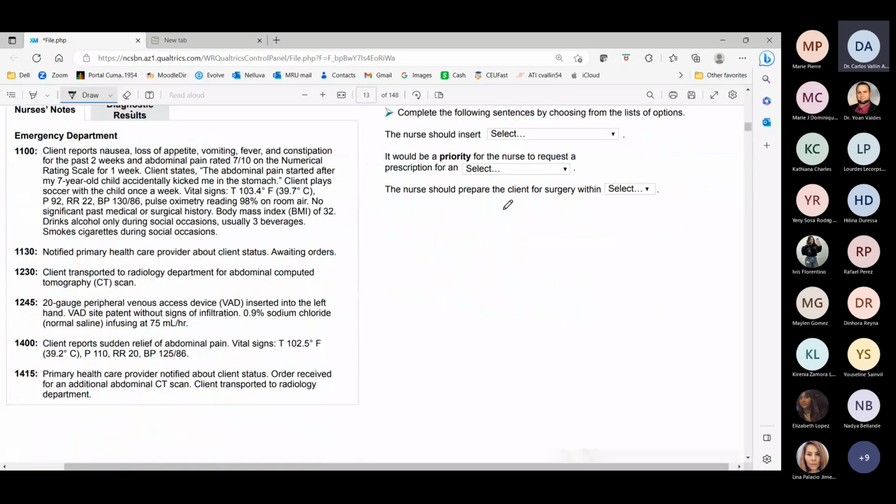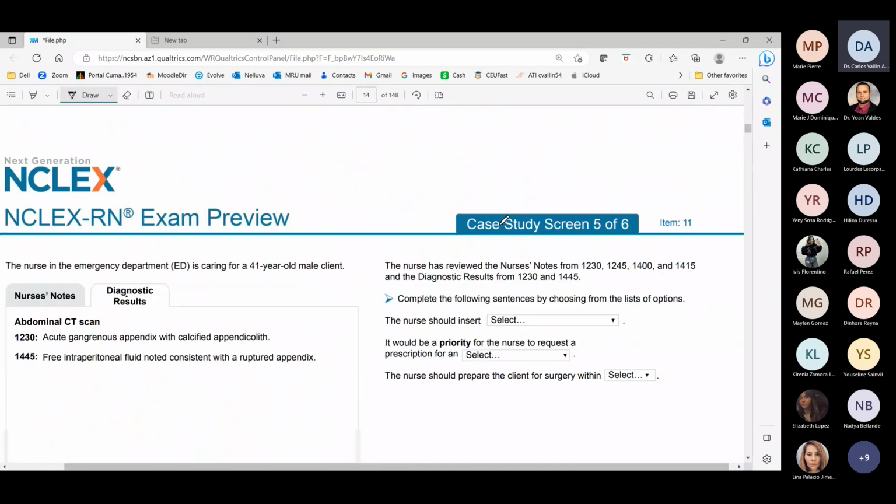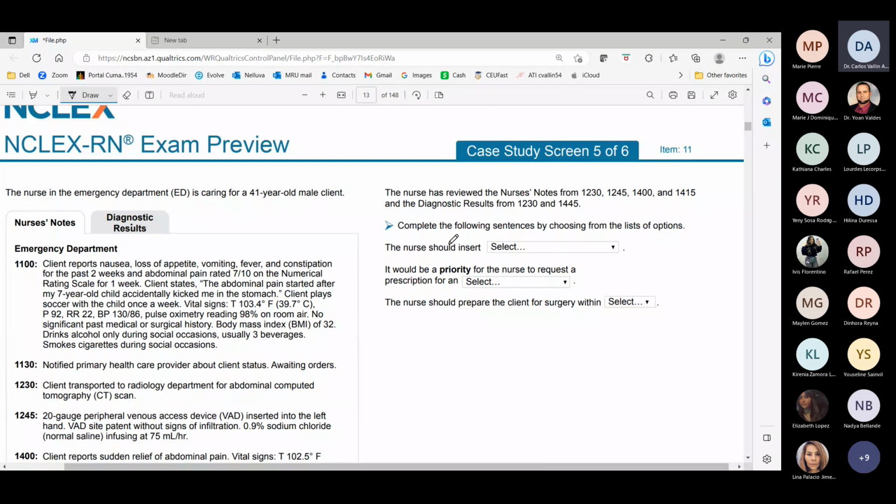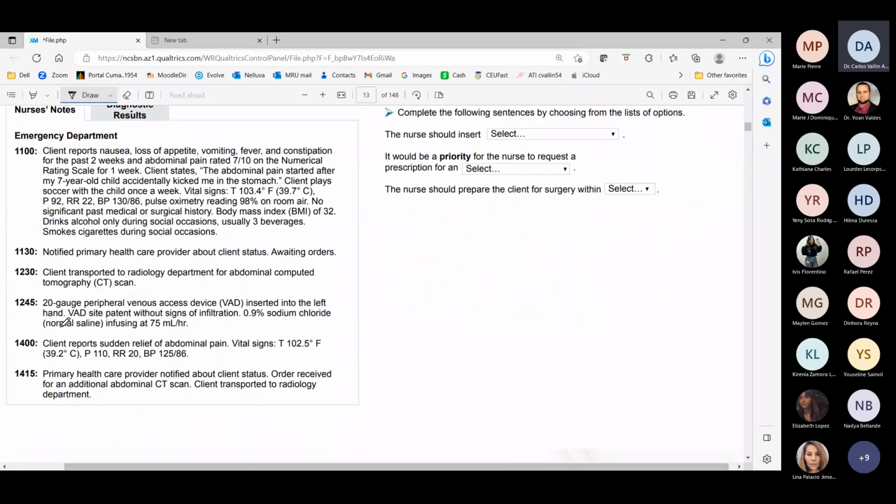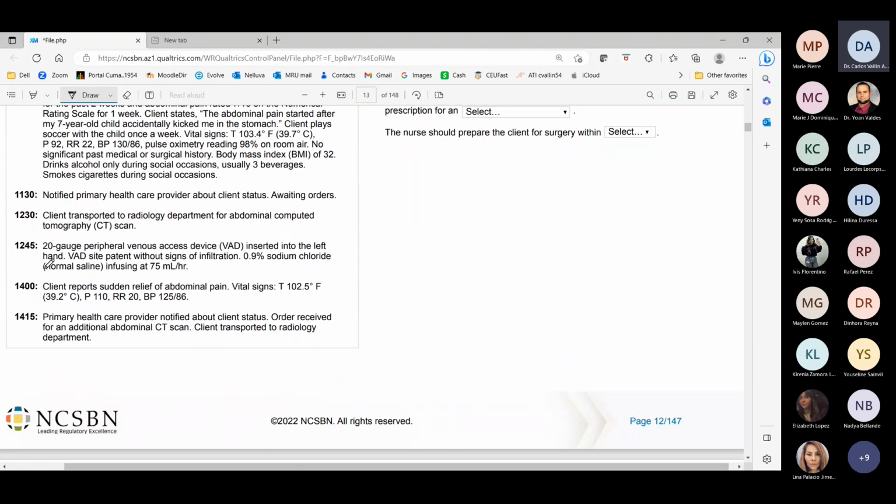So now comes the fifth question. In the fifth question, you have new information. At 12:30, the client is transported to X-ray for the CT scan. 15 minutes later, a 20 gauge peripheral venous access device is inserted and normal saline initiated. Everything is okay here.